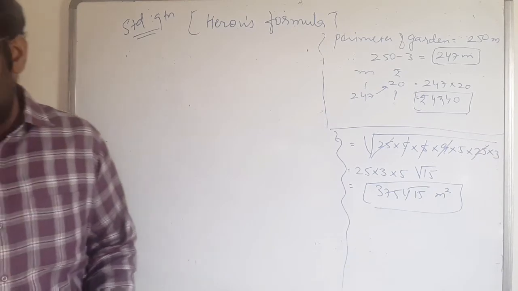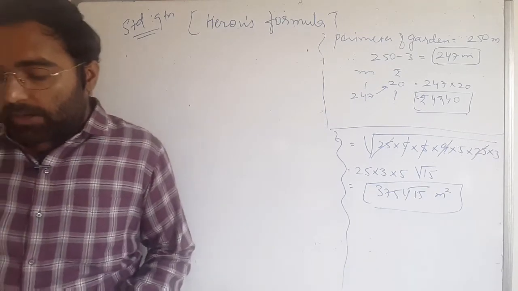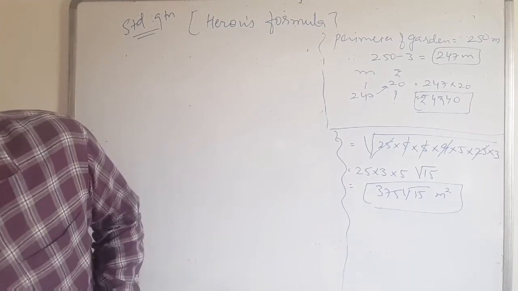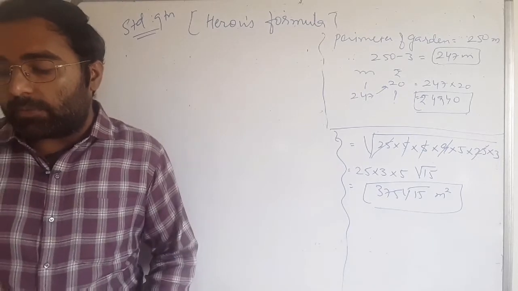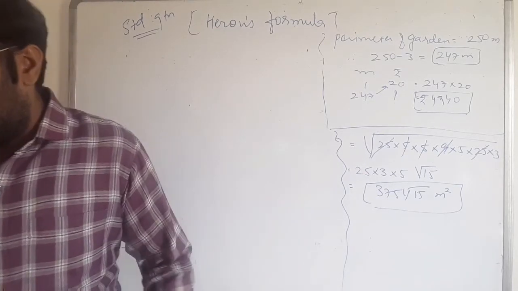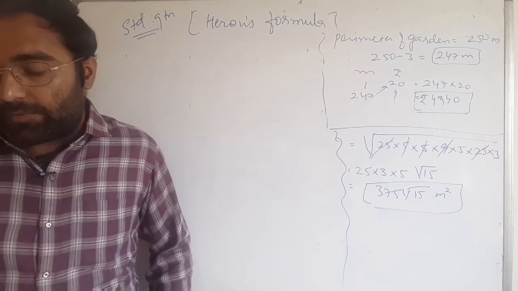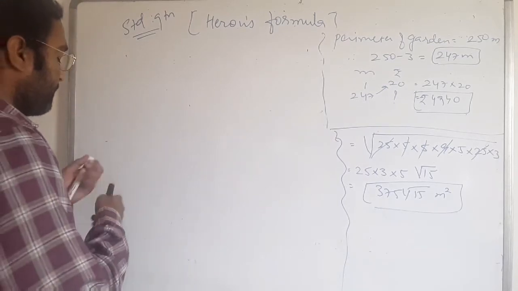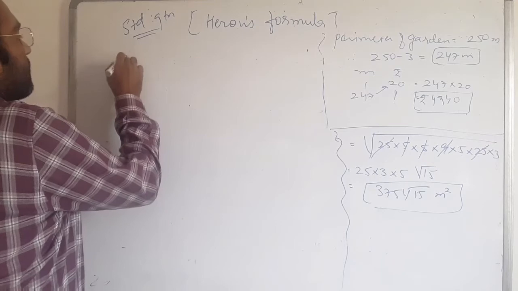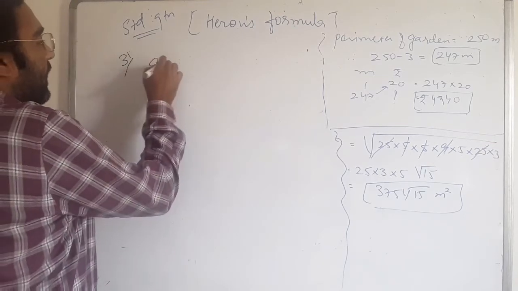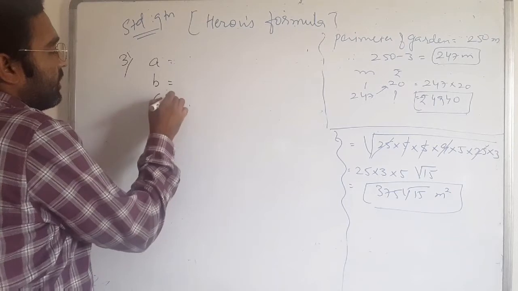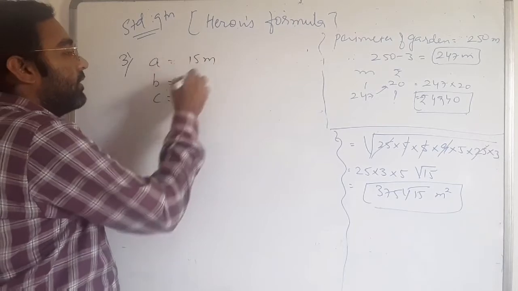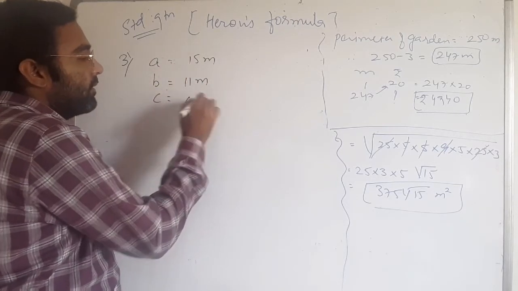Now here is my question. There is a park, and one of the sides of the wall has been painted in some color with the message to keep the park green and clean. The sides of the wall are 15 meter, 11 meter and 6 meter. There is a triangular wall, and the sides of the wall are given: 15 meter, 11 meter and 6 meter.